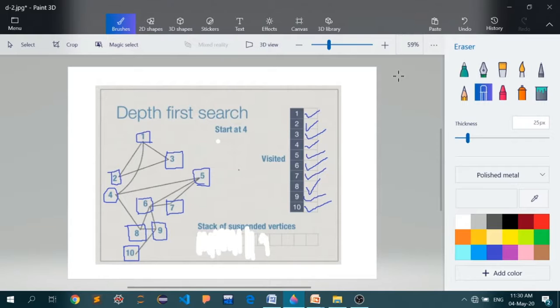So let's look at the algorithm. Now we have already understood its function. Let's look at the algorithmic view of the idea.